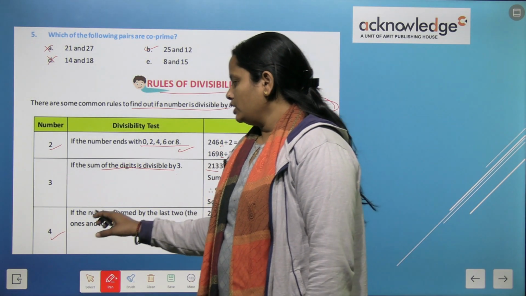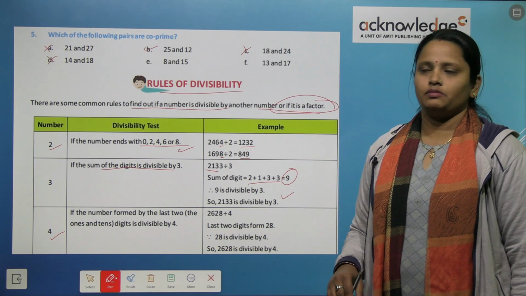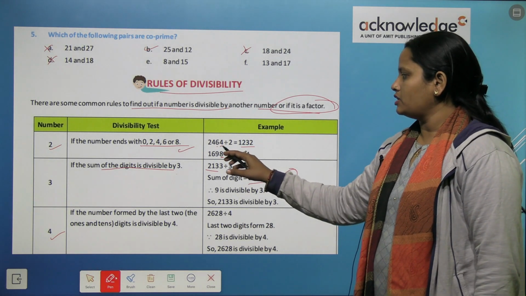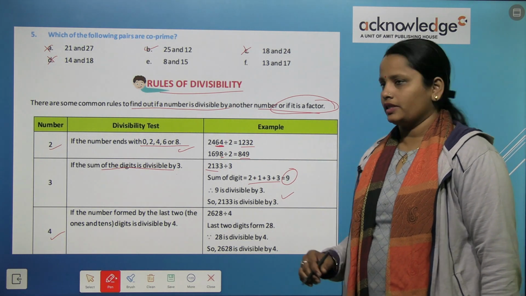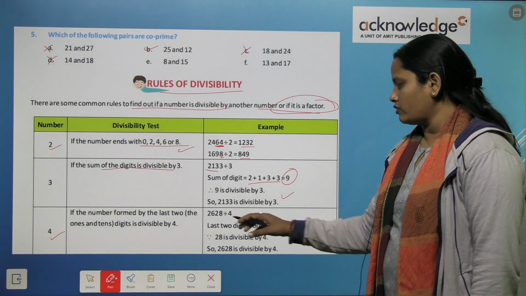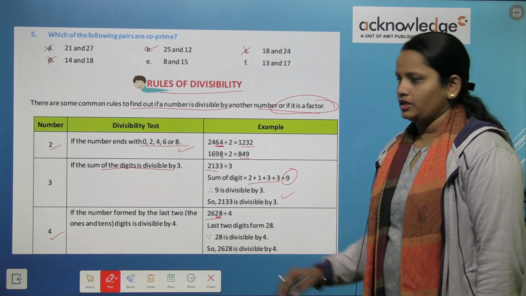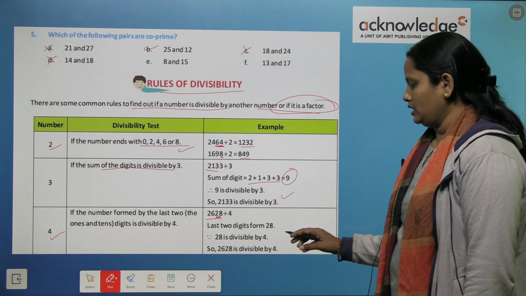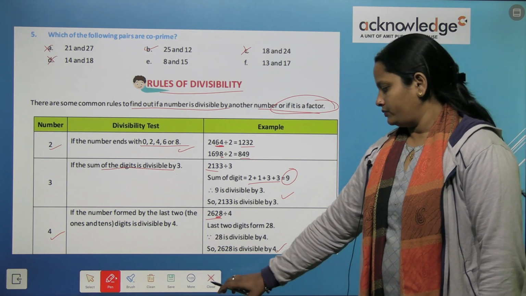Next is 4. If the number formed by the last 2 digits is divisible by 4. लास्ट के 2 नंबर्स अगर 4 की टेबल में आते हैं 4 से डिवाइड हो जाते हैं, इसका मतलब वो पूरा नंबर 4 से डिवाइड हो सकता है. लास्ट 2 डिजिट्स ऑफ दिस नंबर 28 में लास्ट 2 नंबर क्या है 28. तो क्या 28 आता है 4 की टेबल में? यस. सो इट इज डिविजिबल बाय 4.